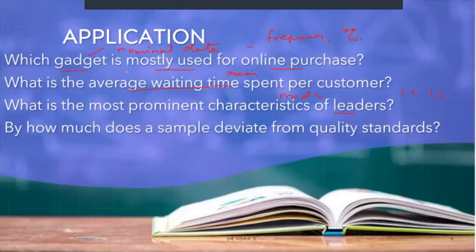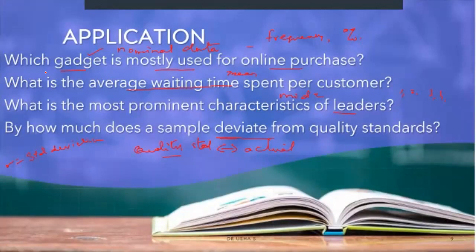Next one, by how much does a sample deviate from quality standards? So we are talking about deviation here from a quality standard. What is the actual that is there? So what is the difference between these both? So here, this is the quality, and you can take this here as an average standard. And what is the actual? How is it differing from this? So you can use a standard deviation here. So we see that different tools can be applied to answer practical management questions.